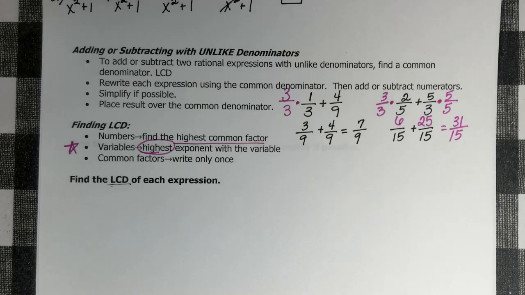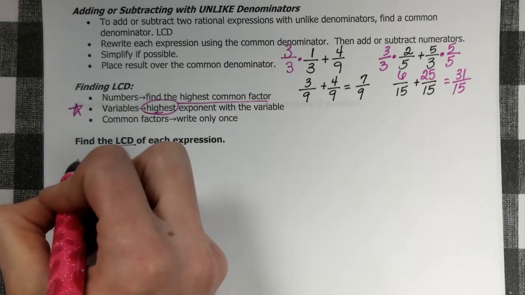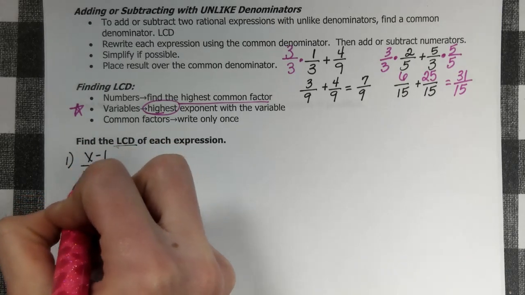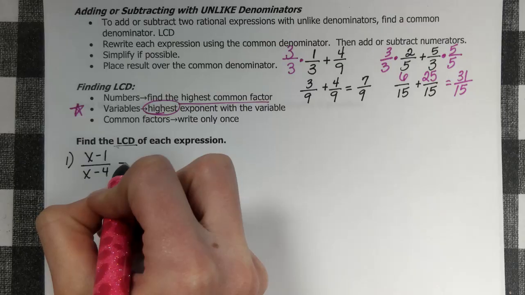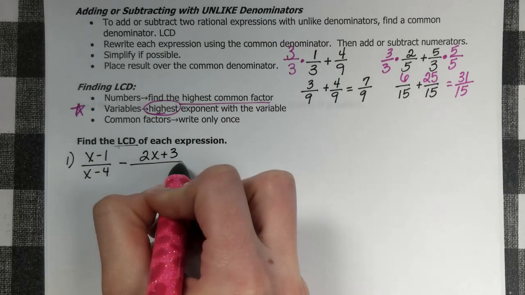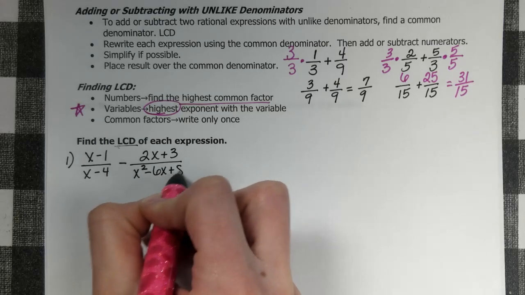We're not actually solving. Okay. So originally there's 4 problems in this section. We're probably going to just do 2. So we move on to actually solving it. Okay. So if I have, let's say my first example, I have x minus 1 over x minus 4 minus 2x plus 3 over x squared minus 6x plus 8.